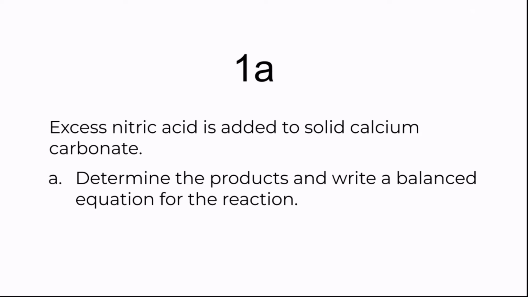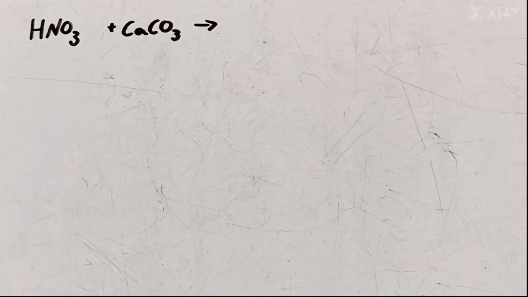Question 1a. Excess nitric acid is added to solid calcium carbonate. Determine the products and write a balanced equation for the reaction. To start our equation, I'm going to write down the reactants: nitric acid, HNO3, and calcium carbonate, CaCO3.